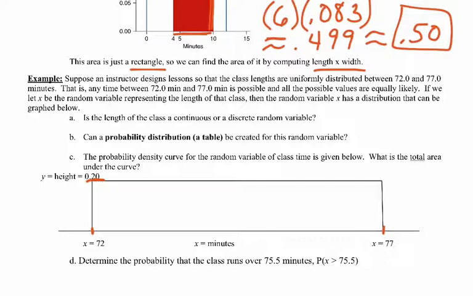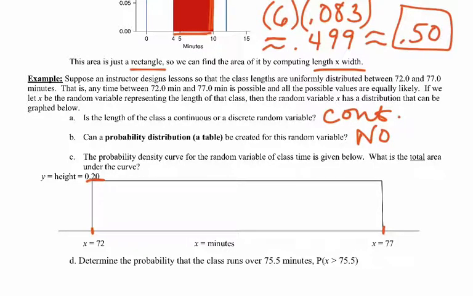If we let x be the random variable representing the length of that class, then the random variable x has a distribution that can be graphed below. Part A, is the length of the class continuous or discrete? We're talking about times. Times are a measurement, and they can take on any range of values, so this would be continuous. Can a probability distribution table be created for this random variable? No, a table can't. Why not? Because it's a continuous distribution, so we have to use a graph instead.